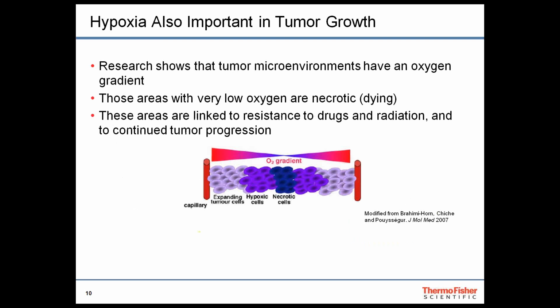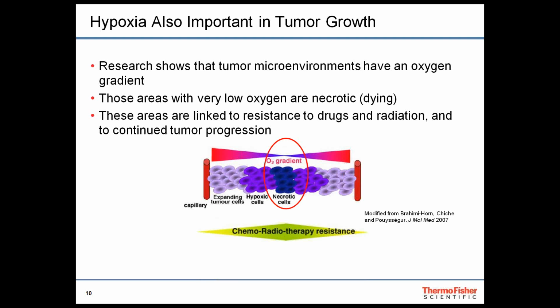So I have just one more example of hypoxia and how it affects cells. Hypoxia is also important in cancer, and this is becoming increasingly recognized. Research shows that tumor microenvironments have an oxygen gradient. At the outside of the tumors, next to the capillary blood vessel, which is bringing oxygen, the tumor cells are expanding. And as you go toward the center of the tumor, the oxygen concentration decreases, and you find hypoxic cells until you get to the very center, and the center cells with little to no oxygen are necrotic. So these cells in the center are very different from the expanding tumor cells on the outside of the tumor, where there's a lot more oxygen.